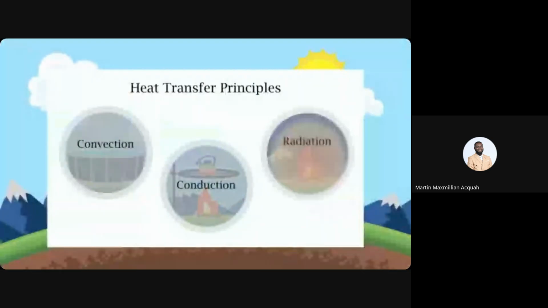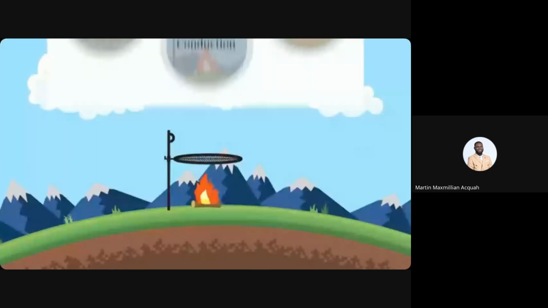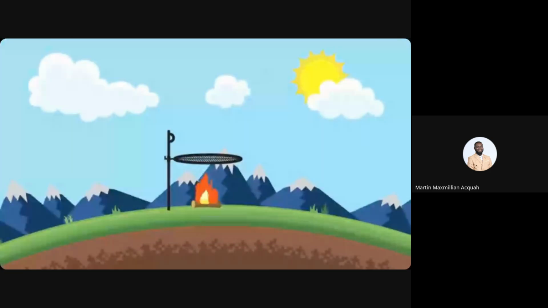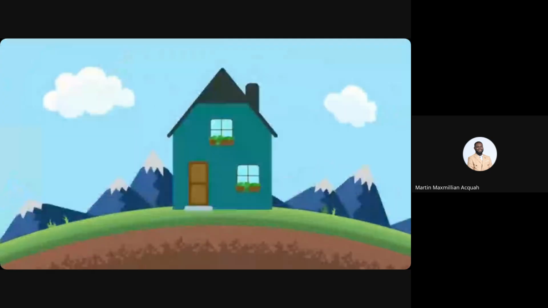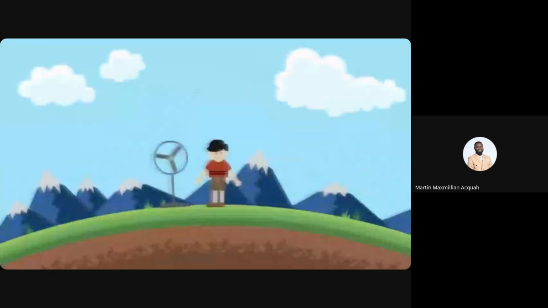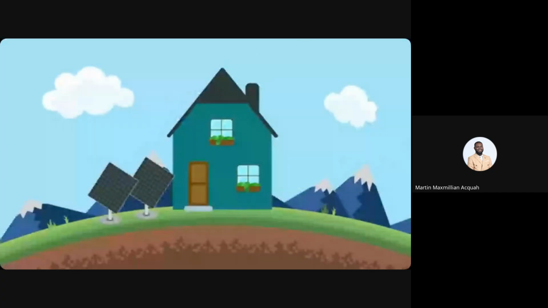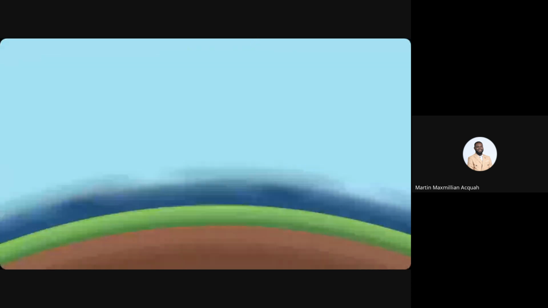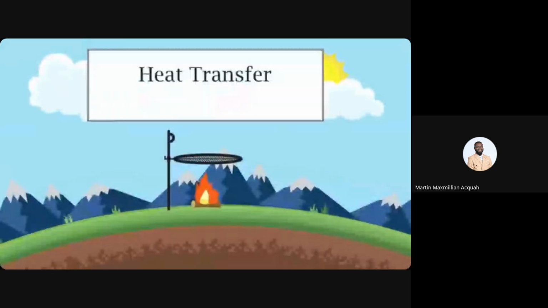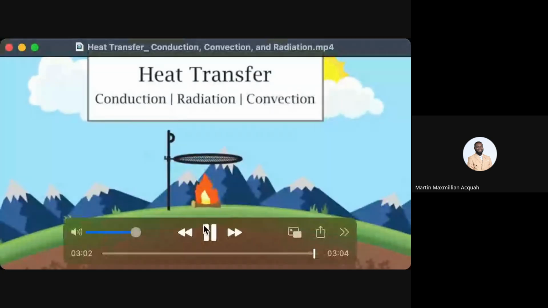Conduction, convection, and radiation are three critical ways heat moves through our lives. They're the heat transfer principles we experience every day. Knowing how heat transfers makes it easier to find efficient ways to warm and cool our houses, keep people safe from overheating, and create new and innovative technologies to improve our lives. This completes this lesson on heat transfer, conduction, radiation, convection.